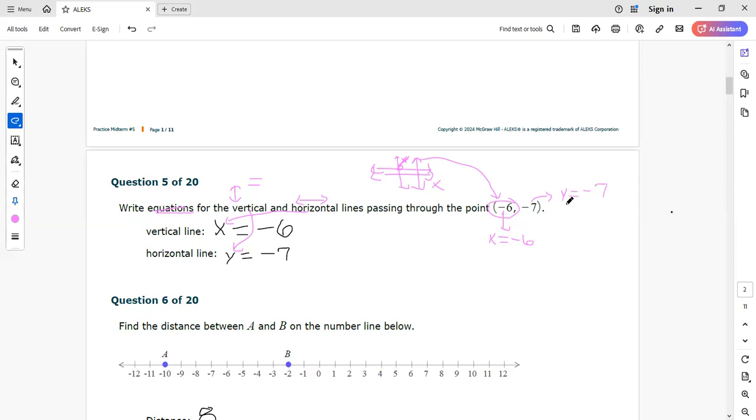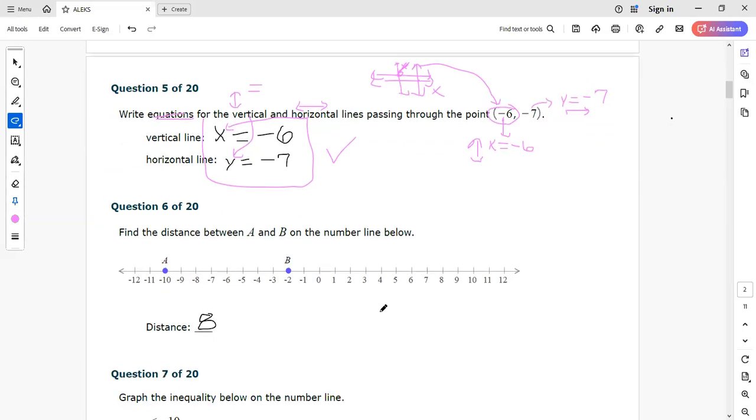But this is the horizontal graph. And this is the vertical graph. All right, so these are the two equations you should write. X equals -6 for the vertical line, and y equals -7 for the horizontal line.